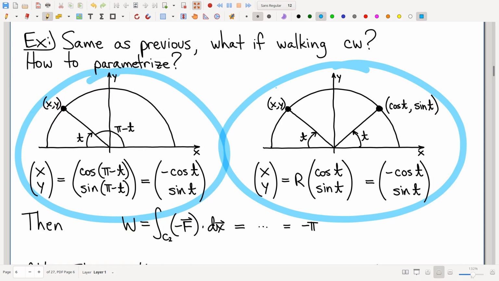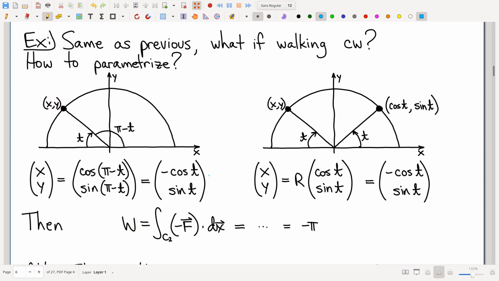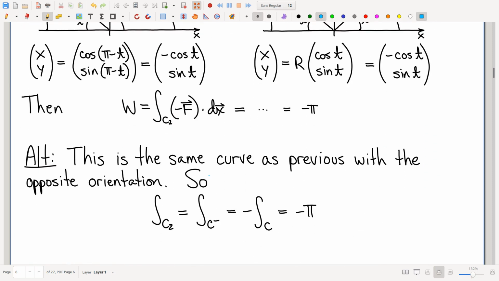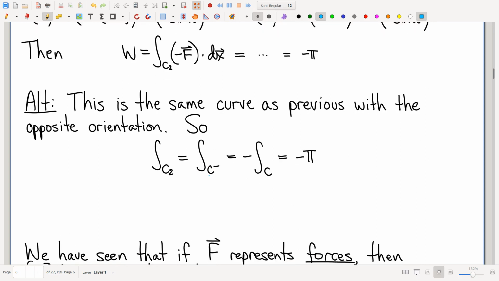Okay. All right, now here's the third solution I'm going to show you. The third solution doesn't involve parameterizing at all. The third solution is to make the observation that, hey, this curve we just got asked about is the same as the original curve we were looking at, just oriented the opposite direction.